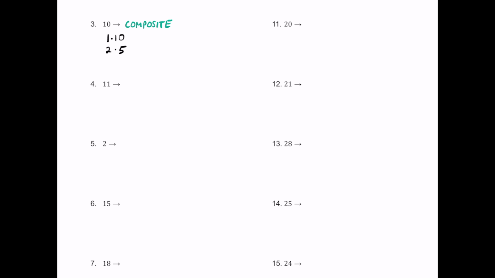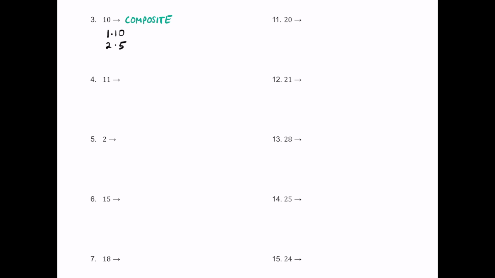For number 4, we have the number 11. So let's see. We have 1 times 11, that is 11. And can we think of anything else that multiplies to get to 11? If you can't, then we know that this is a prime number. So 1 times 11 is it. There's nothing else that makes it prime.